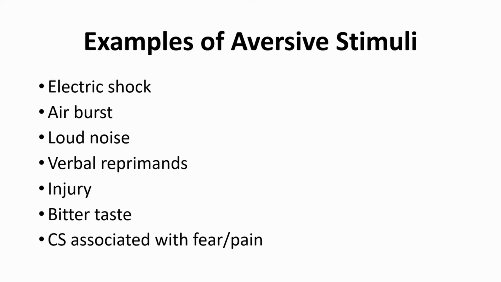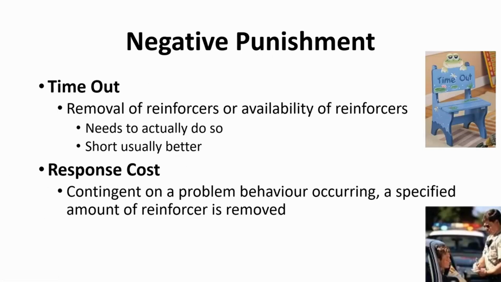It is a lot more acceptable and a lot easier to ethically justify something like negative punishment. It's a little bit easier to remove something good than it is to actively give something bad. So we tend to see things like timeout or an increase in response cost, which would fall under the umbrella of negative punishment. And as a reminder, negative punishment means you're removing a stimulus to cause a decrease in that behavior. So usually you're removing access to something good.